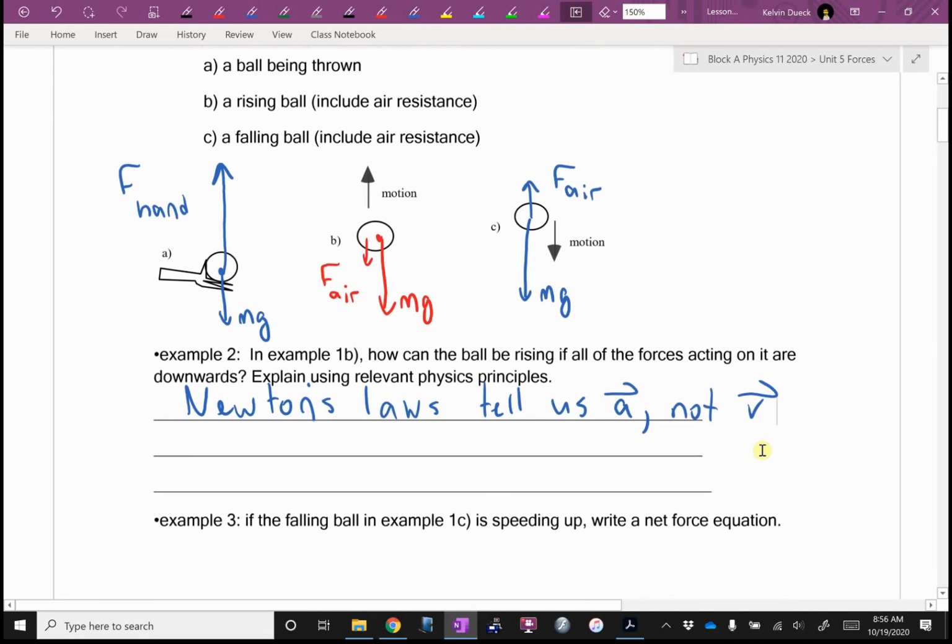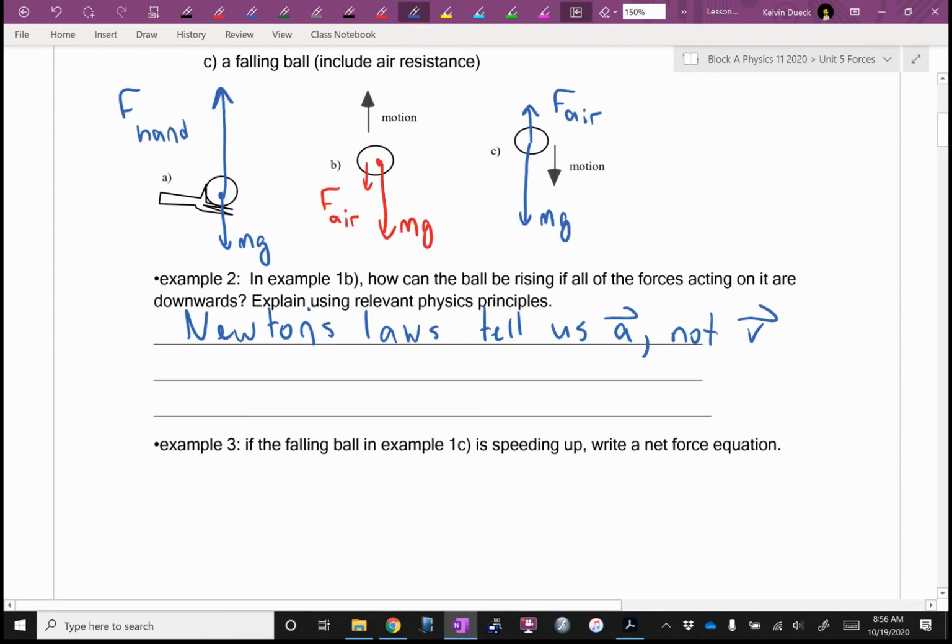Let's look at C, this one here. Example 3 says, if the falling ball in example C is speeding up, write a net force equation. If we're speeding up, which way are we accelerating in part C? I think you're right, Annika. Yep. In this diagram here, down. So who's winning? More specific in my free body diagram.